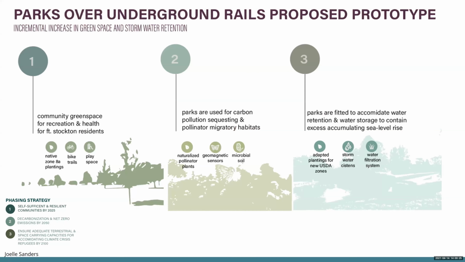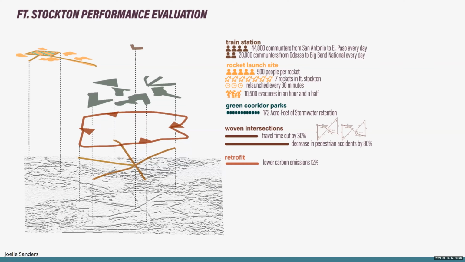And so overall, our performance evaluation: retrofitting will lower carbon emissions. Woven intersections will decrease travel time and also decrease pedestrian accidents. Our green corridor parks will hold 172 acre-feet of stormwater retention. Our rocket launch site should have 500 people per rocket, 7 rockets in Fort Stockton, and they are able to be relaunched every 30 minutes. So 10,500 evacuees in an hour and a half can leave Fort Stockton. And overall, our train station should hold 44,000 commuters from San Antonio to El Paso every day and 20,000 commuters from Odessa to Big Bend National Park every day. And those numbers are based on the current commuters from Houston to Dallas every day.